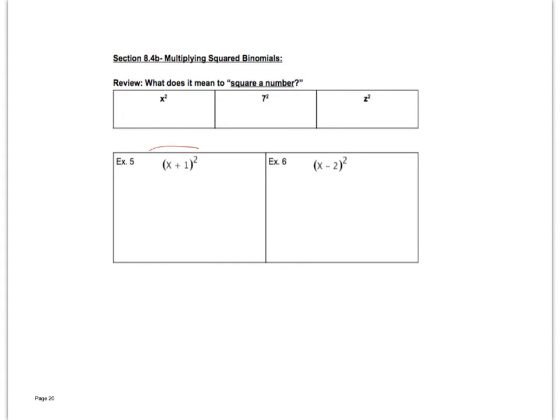Now, if you are doing something that has a squared, remember, x squared really means x times x. 7 squared means 7 times 7. Z squared means z times z. So when I have x plus 1 squared, it means, oopsie, I don't need my equal sign there. I got a little premature there. It means x plus 1 times x plus 1.